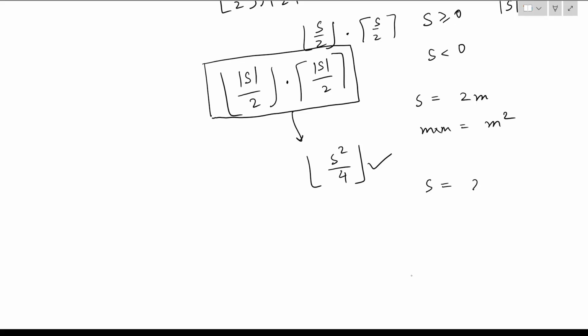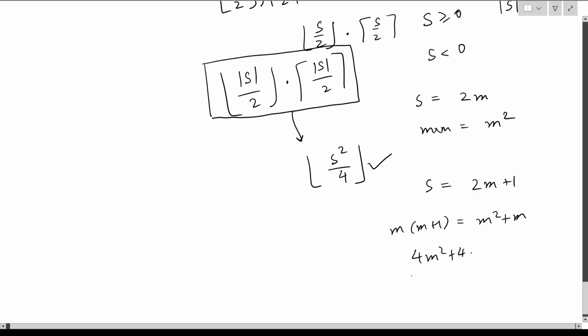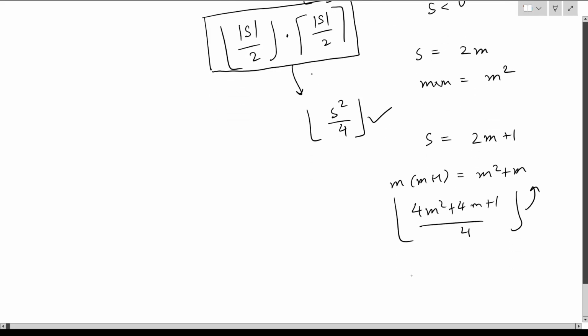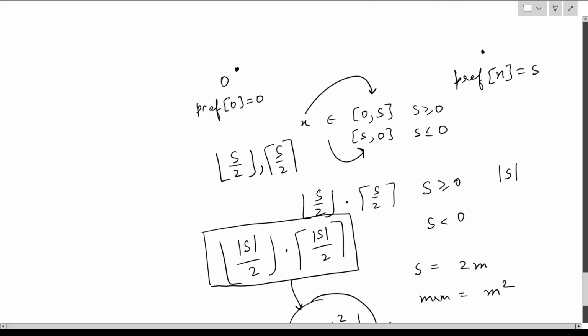If s is equal to 2m plus 1, then this is simply m times m plus 1, equal to m squared plus m, which is also just floor of 4m squared plus 4m plus 1 by 4. And so this formula holds true in all cases. And so we've achieved this very nice expression for the value of s squared by 4, sorry, for the score of a string in terms of the sum of its elements.